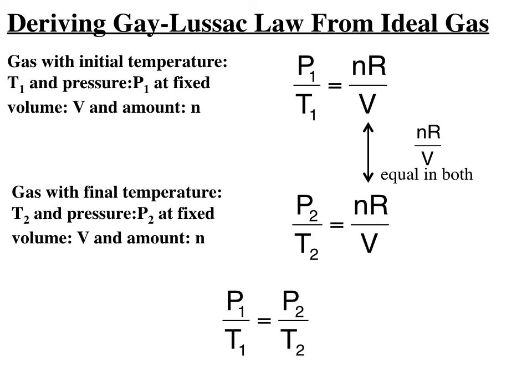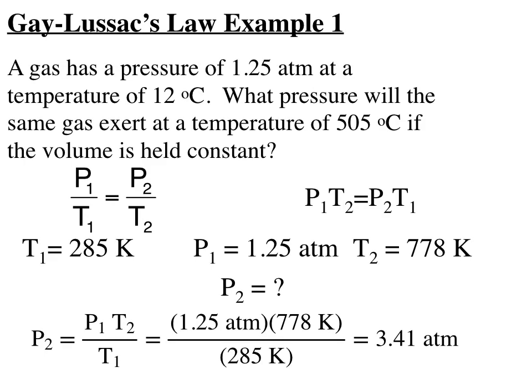Okay, let's look at an example using the Gay-Lussac law. And again, in this case, I will have a varying temperature and pressure. If I was going to use the ideal gas formula, I would have a fixed volume, temperature, and amount of gas. But here I'm varying the temperature and pressure of the gas. So when I measure its initial pressure at 1.25 atmospheres at 12 degrees C, what will the pressure of the gas be at 505 degrees C?